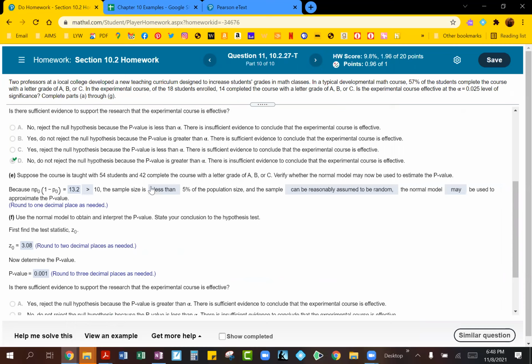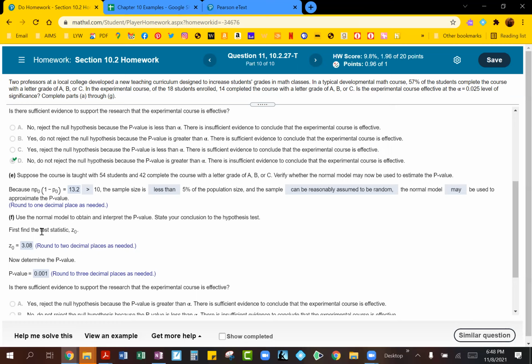You can again make the assumption that the sample size is less than 5% of the population size, because as you can imagine, we have more than 54 students who are taking a math class. So we definitely have a much larger population size, and 54 will be less than 5% of that population. They're not explicitly telling us that this sample is randomly selected, but again, we can reasonably make that assumption. So we can assume that the sample is random. And since our check value here came out to be 13.2, which is greater than 10, you may use the normal approximation.